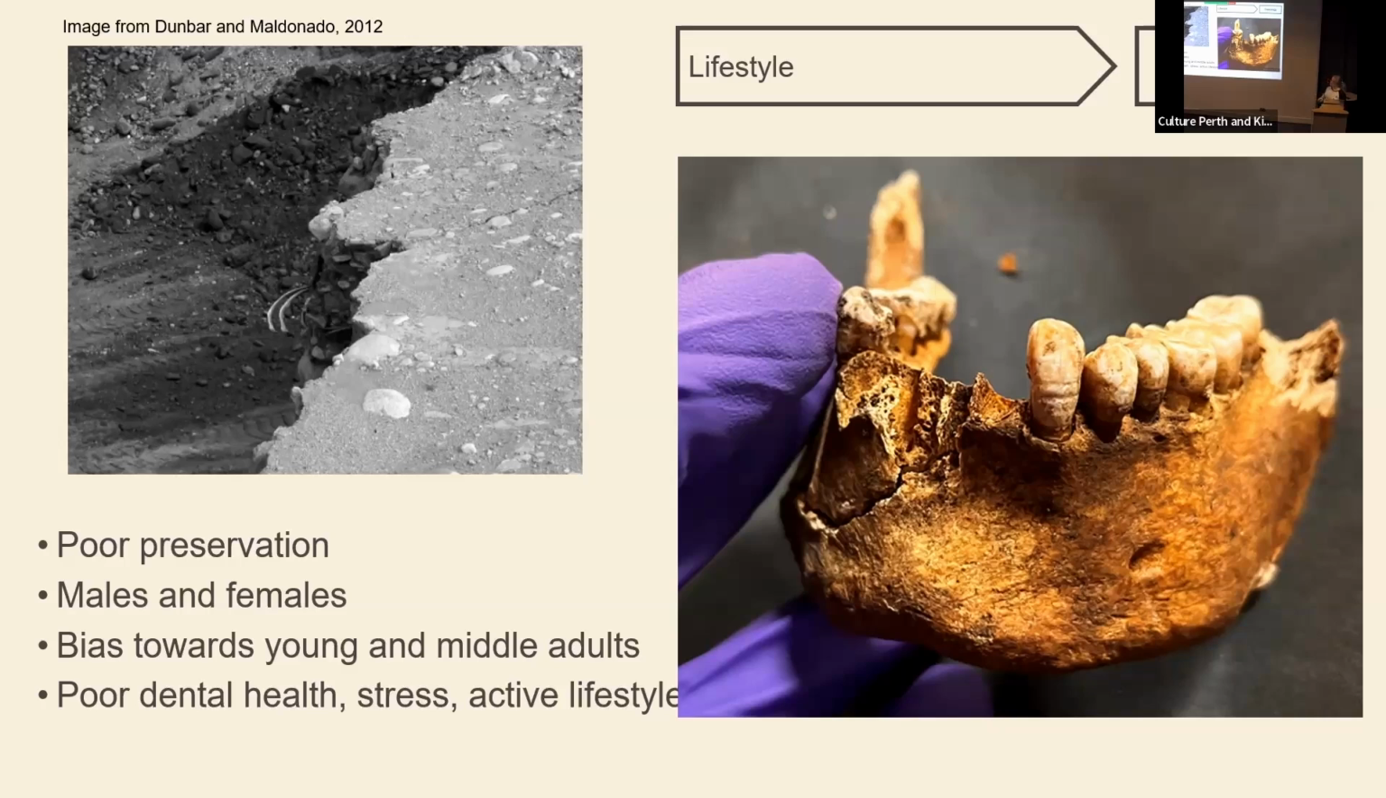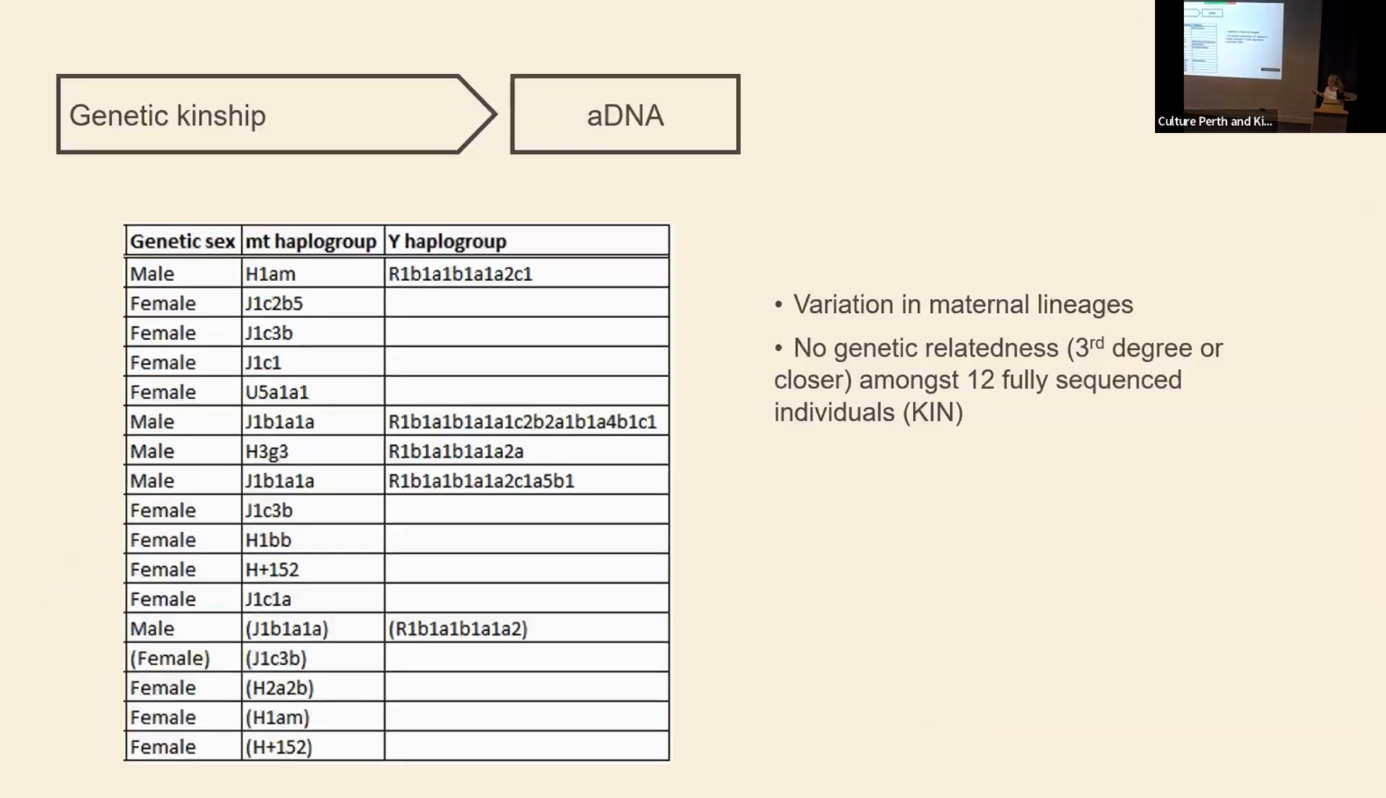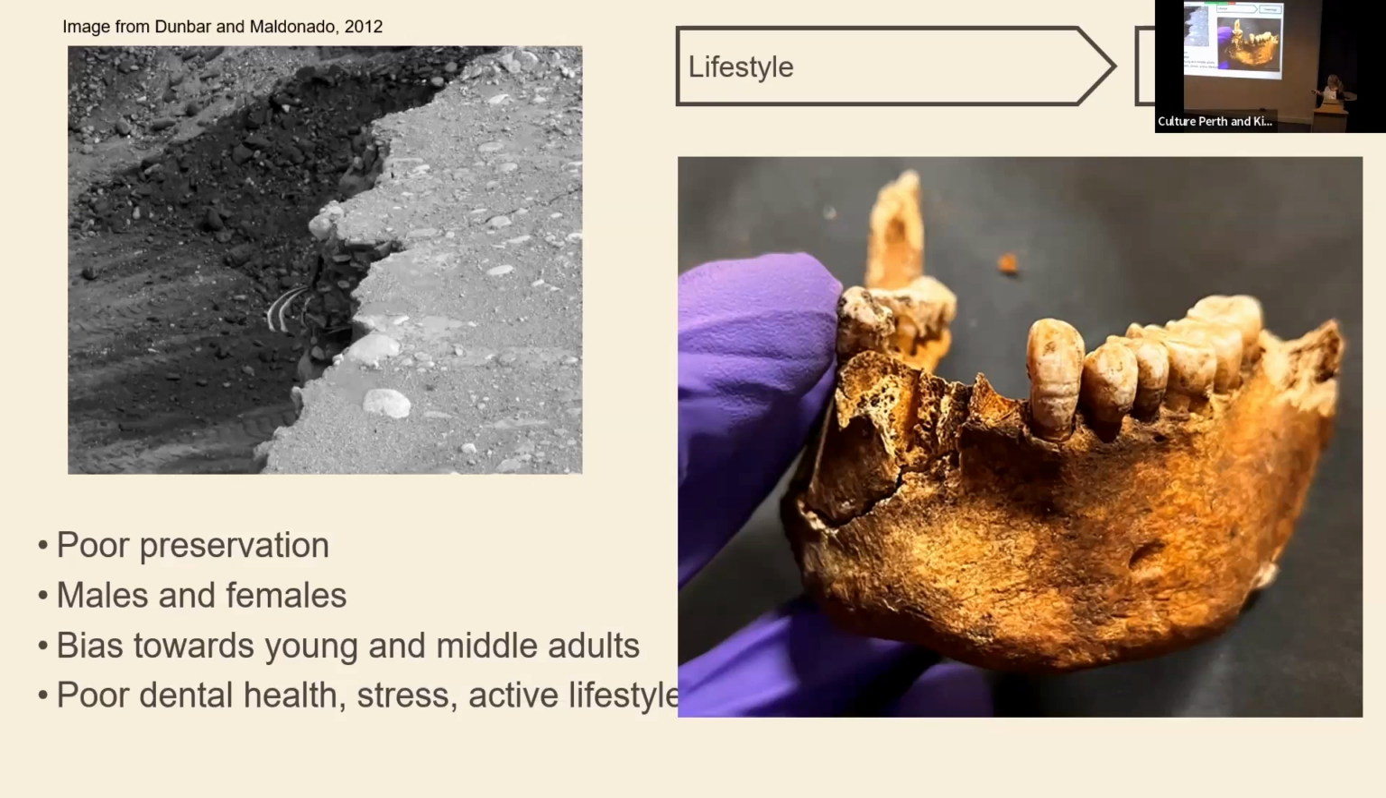What we can also say is that there was poor dental health, stress, and an active lifestyle. So there was also quite a lot of things like osteoarthritis. And in particular, they had some really nice, clear instances of this, which is what we call a linear enamel hypoplasia. So you see these lines on the teeth. These lines here, you can see them on some of the others.